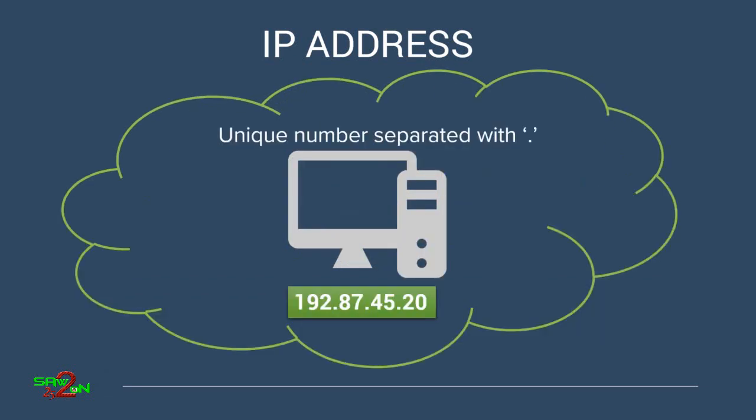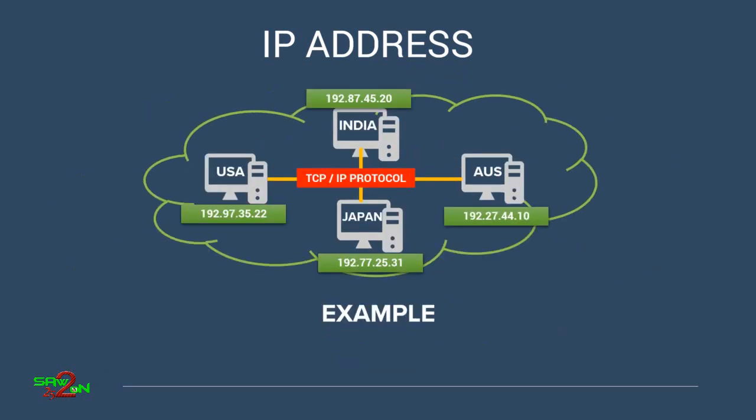Okay, so let's understand what an IP address looks like. An IP address is basically a unique address separated by dots. If you look at an example here, 192.87.45.20, this is a number that is assigned to a computer on the internet, and this is how you represent an IP address. Let's look at an example of an IP address.